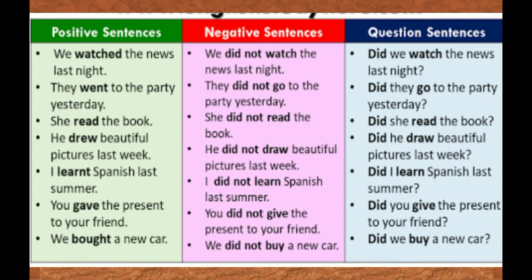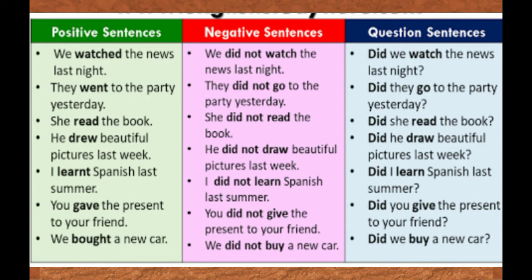Base form of learnt is learn. That's why it is used here, learn. Did I learn Spanish last summer? Next, you gave the present to your friend. In negative, you did not give the present to your friend. In interrogative, did you give the present to your friend?